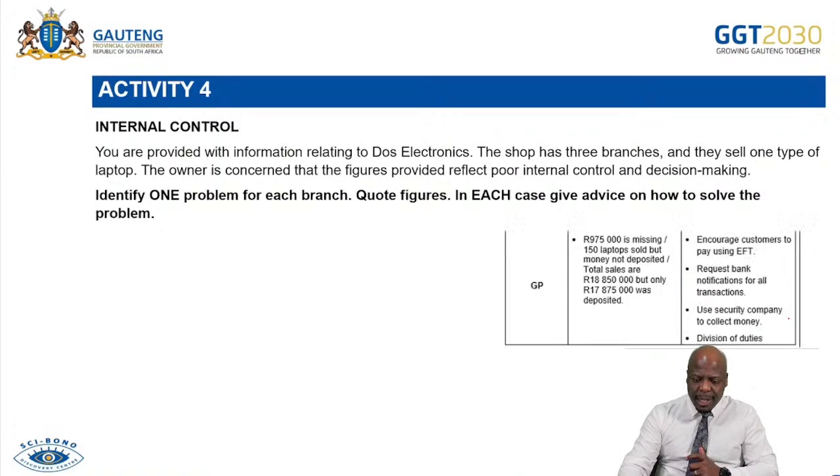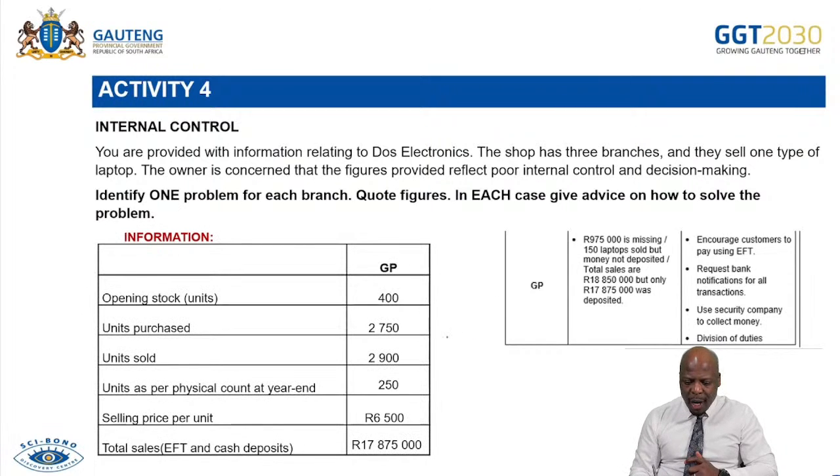And then lastly, let's look at Gauteng. For Gauteng, already we can see the solution is there, that there is some missing cash. That is 975,000 missing. All right. The thing is, they were sold, but the money was not deposited. Okay, so you see it by getting the number of units that were sold multiplied by the selling price. And then that will give you 18,850. However, only 17,875 was deposited. So we end up now with 975,000 that is missing.